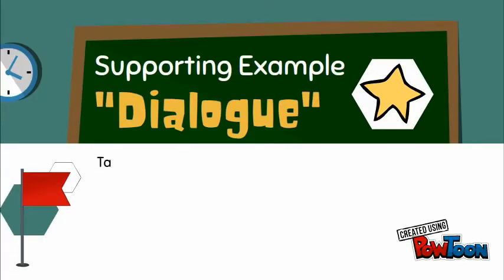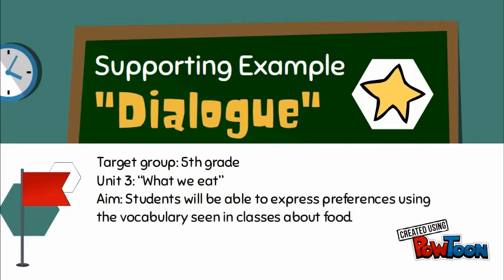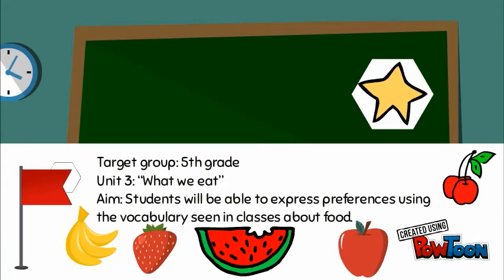Supporting example. The target group for this activity is 5th grade, Unit 3 called What We Eat. The aim of this activity, this role play, is that students will be able to express preferences using the vocabulary seen in classes about food.